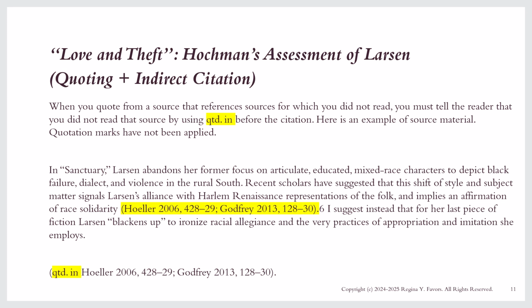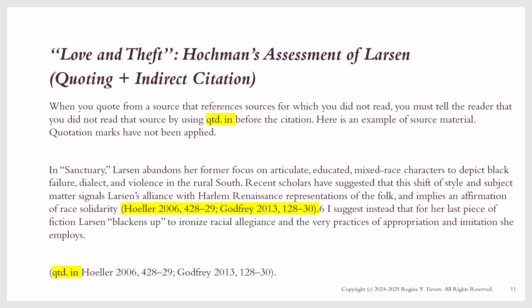Here is an example of source material. Quotation marks have not been applied, so this is on purpose. In Sanctuary, Larsen abandons her former focus on articulate, educated, mixed race characters to depict Black failure, dialect, and violence in the rural South. Recent scholars have suggested that this shift of style and subject matter signals Larsen's alliance with Harlem Renaissance representations of the folk and implies an affirmation of race solidarity.